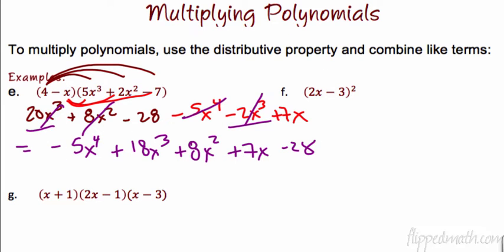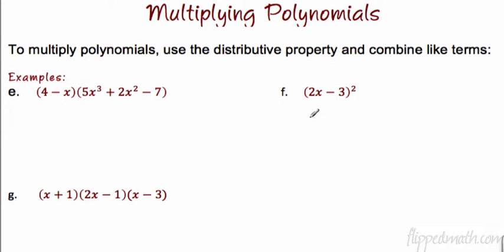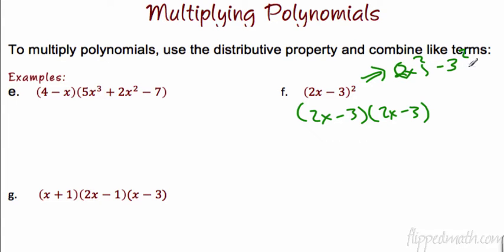Let's go on to example F. For F, what I would do is rewrite this as 2 binomials like this. Remember that if you write it that way, please don't do this. It's not 2x squared minus 3 squared. That's just not how it works. You can't do that. You have to write it out. You have to double distribute each one of these terms.